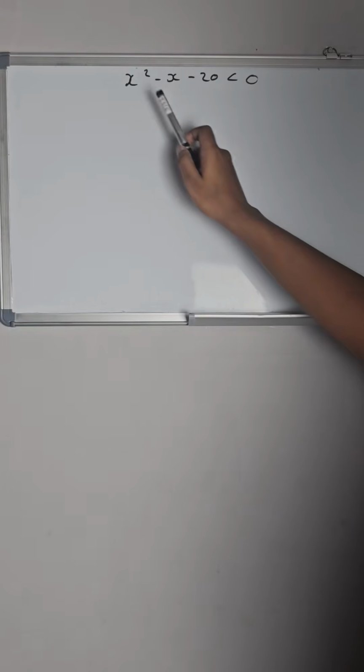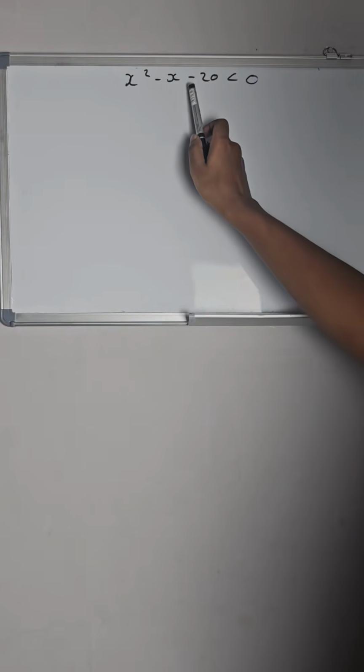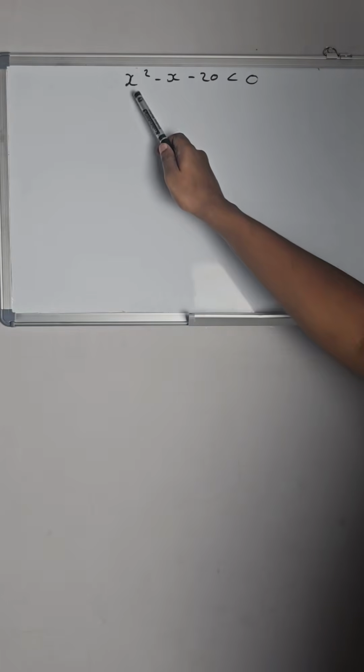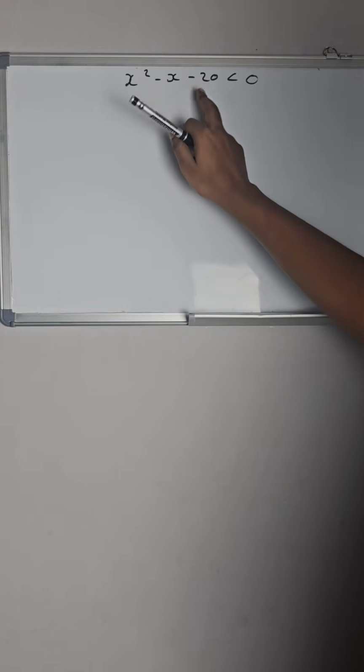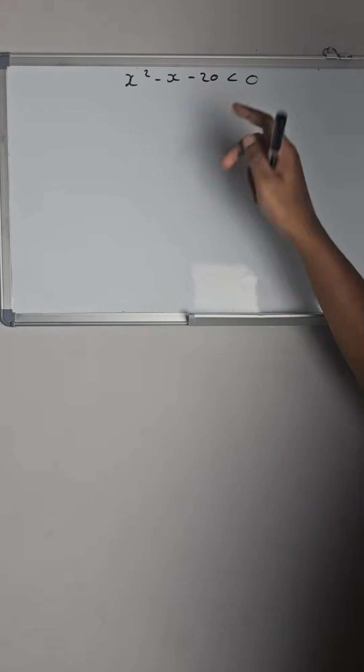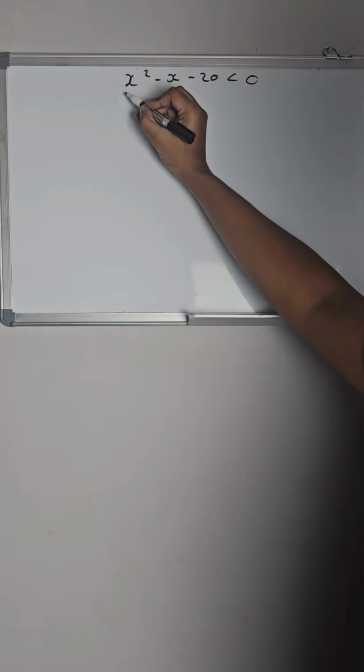Quadratic inequality: x squared minus x minus 20 less than 0. How do you know it's quadratic? We have an x squared, we have an x, and we have a constant. Okay, so in this example, the first thing we're going to do is factorize.